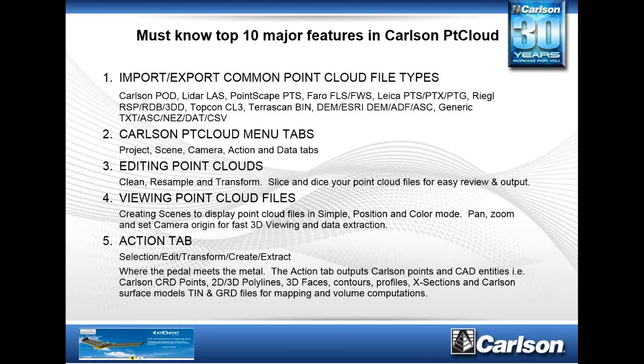The last item here, 5 of the top 10, Action tab, this is where all the action occurs. This is where you actually create entities, points, and the like inside the point cloud for extraction to send to CAD to do the finished plat. So the Action tab outputs Carlson points and CAD entities. Carlson coordinate files, 2D, 3D polylines, 3D pieces, contours, profiles, cross-sections, Carlson models, tin and grid files, mapping and volume compute applications.